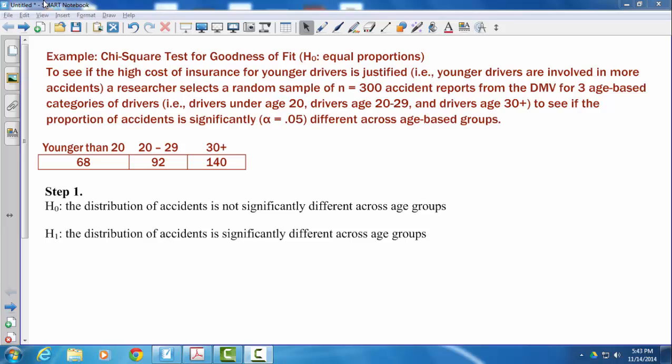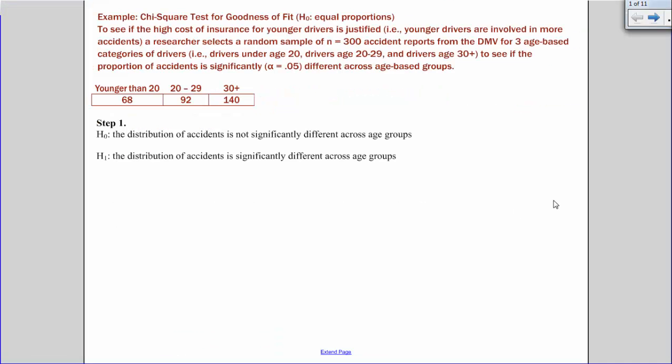All right, so now we are ready to do some example problems for the chi-square test for goodness of fit and the chi-square test for independence. So in this first example, we are looking to see if there is a significant difference in the proportion of accident havers based on age. So we're really wanting to see if the high cost for insurance for younger drivers is justified, thinking that younger drivers are in more accidents.